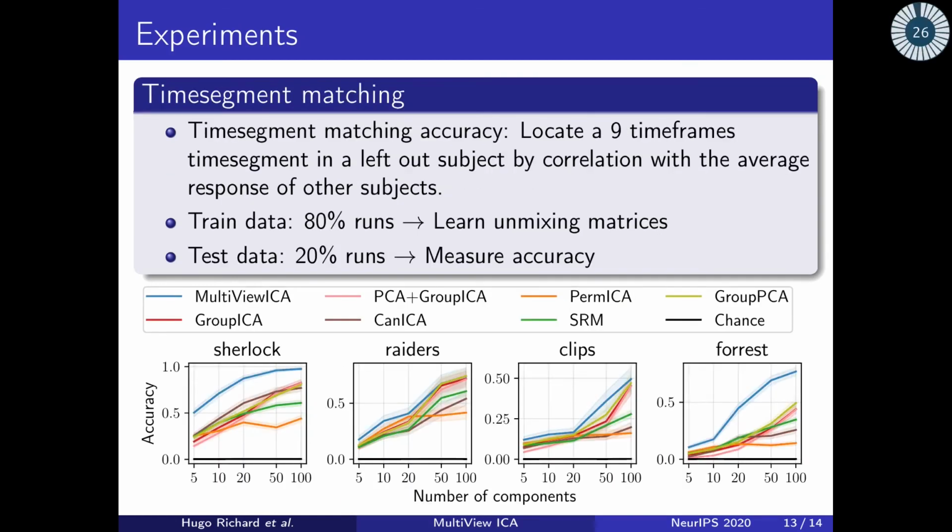Let us now consider another experiment on fMRI data, where subjects are exposed to naturalistic stimuli such as movie watching. 80% of the runs are used to learn the unmixing matrices, and in the 20% left out data, we apply the unmixing matrices and recover the sources. We select 9 time frame time segments in the source of a left out subject, and compute its correlation with all possible 9 time frame time segments in the average response of other subjects, excluding partially overlapping time segments. And the time segment is said to be correctly classified if the correlation is maximum when the time segments are overlapping. MultiView ICA yields a consistent and substantial improvement in accuracy compared to other methods on the full datasets.